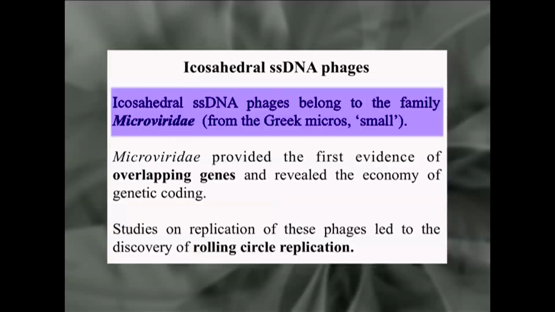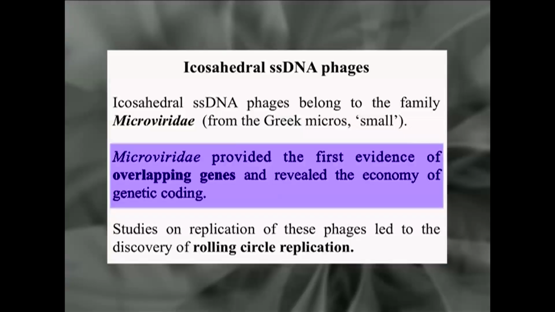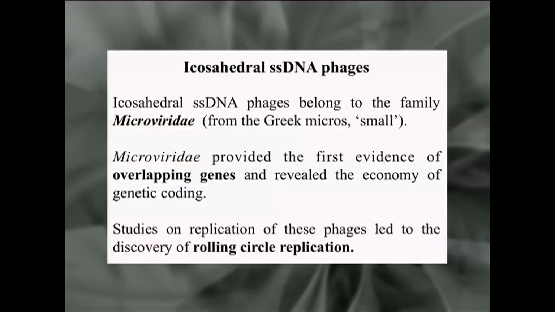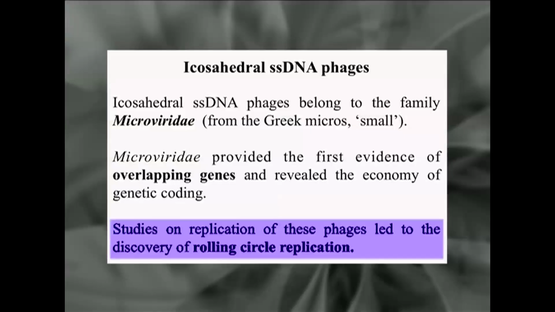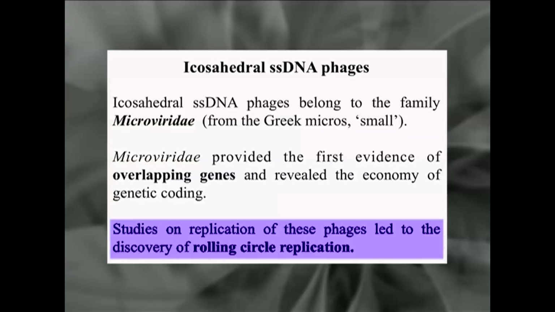The Greek word micros means small. Since these viruses are very small, they belong to the family Microviridae. They first provided the evidence of overlapping genes in their genome, and they first provided evidence of economy of genetic coding. Also, the rolling circle mode of replication was first studied in this Microviridae family.